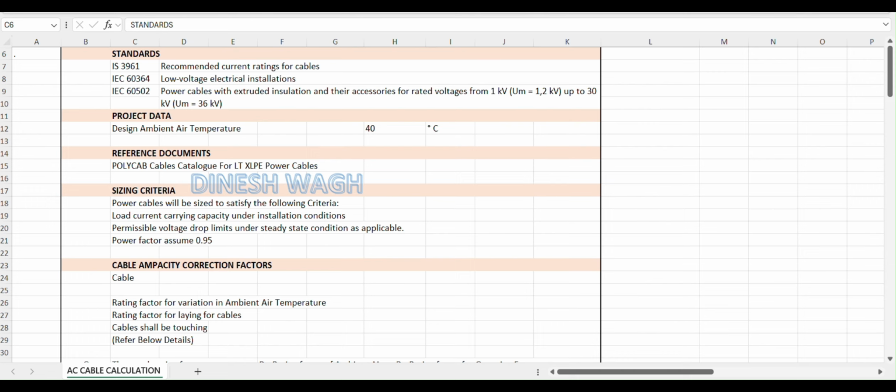So point 1, standards used. We follow three main standards, which is IS 3961 for cable current rating, IEC 60364 for low voltage installation, and IEC 60502 for XLPE power cable. These help in safe and reliable cable selection.